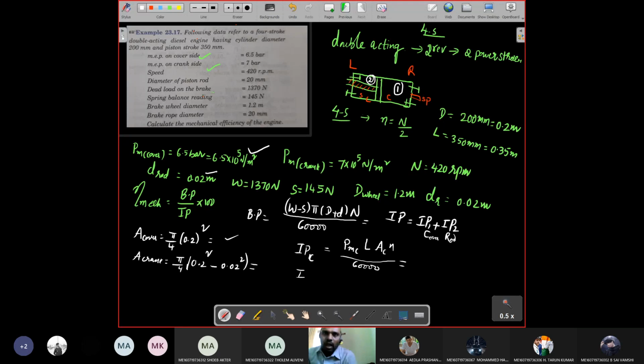Now second case, IP on the rod side, that is nothing but the crank end. So PM of crank, length, area of crank, N, multiplied by K. That is important. K is 1 here. Nothing is given means it is 60,000 kilowatt multiplied by K. You will get IP1, IP2. Once you get IP cover and IP rod and add both, that gives the total IP. Once you know BP and IP, if you substitute in this formula, you will get the mechanical efficiency.